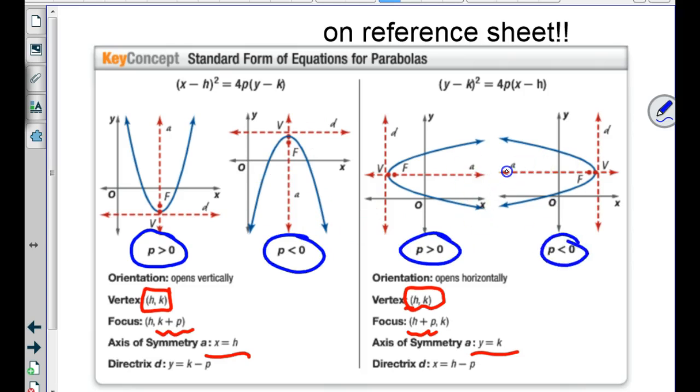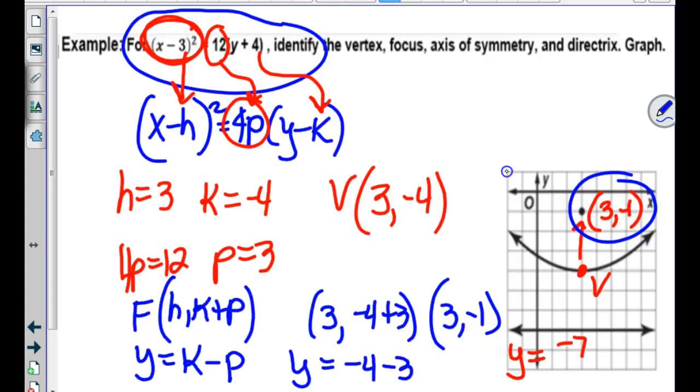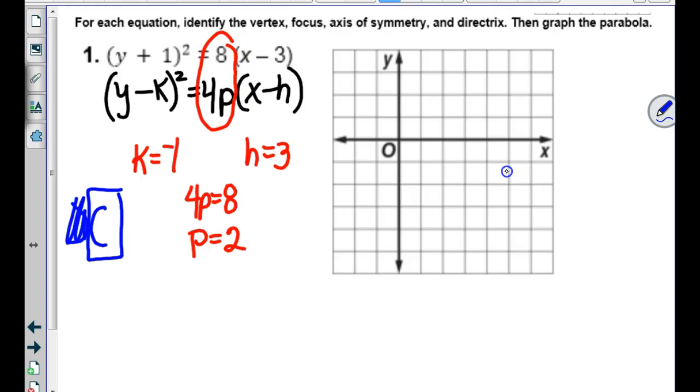Now, p conceptually is a distance, so can a distance really be negative? That distance would be the absolute value of p. I should clarify. But you use p in all those formulas. All right, so let's finish this. I'm not going to use my reference sheet this time. Where is the vertex? Always h, k. So I have 3, negative 1. There's my vertex.